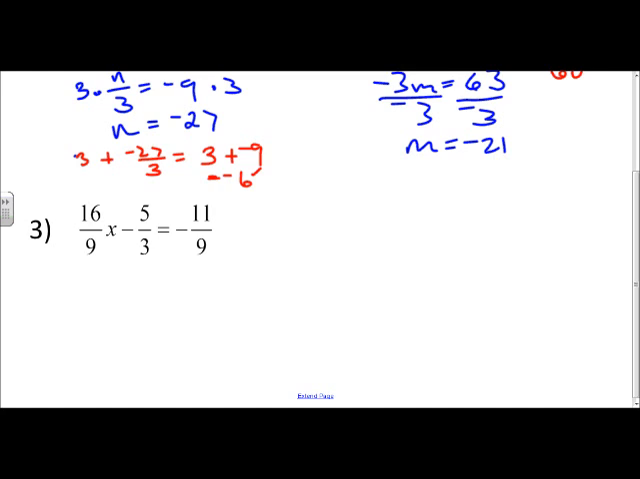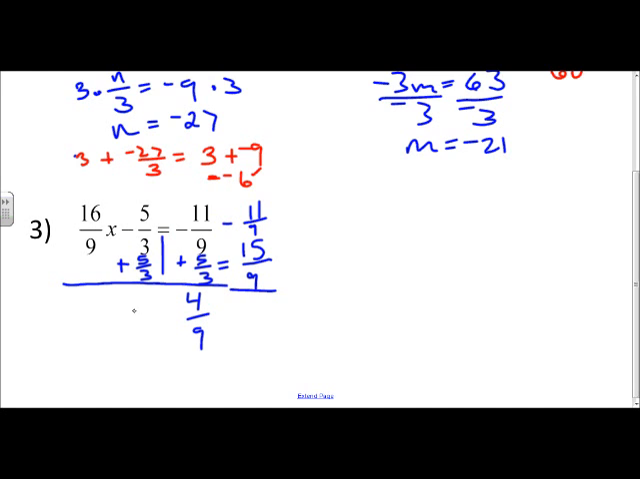And finally, I have 16/9 x minus 5/3 equals negative 11/9. First thing I want to do is I want to eliminate my constant on the variable side. So I'm going to add 5/3 to both sides of the equal sign. I'm going to change 5/3 here so it has a common denominator with negative 11/9. So that's going to be 3 times 3 is 9, and 3 times 5 is 15. So now I've got negative 11/9 plus 15/9. Negative 11 plus 15, that's a positive 4/9. And then I'm left with 16/9 x on the left side of my equal sign.